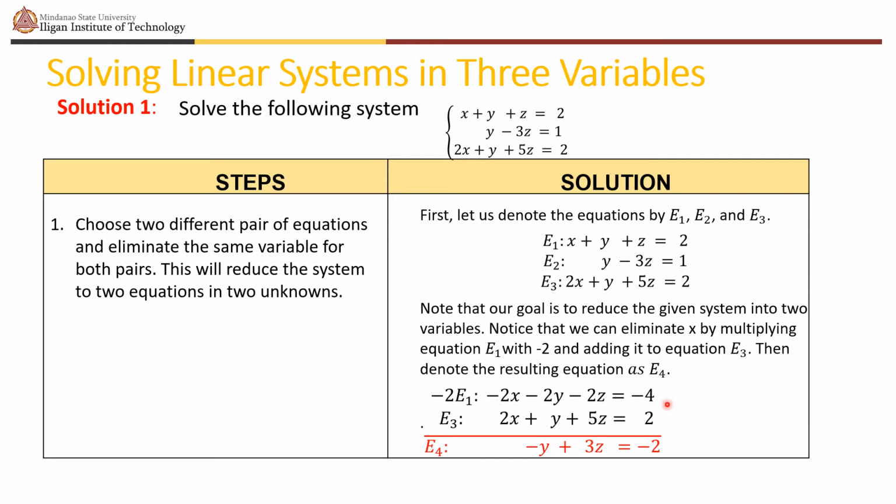Minus 2 times 2 is negative 4. And then adding it to equation E sub 3. E sub 3 is 2x plus y plus 5z is equal to 0. We have 2x plus y plus 5z equals 0. When we add negative 2x with 2x, that's 0. Negative 2y with y is negative y. Negative 2z plus 5z is plus 3z. And negative 4 plus 0 is negative 4. So our new equation now is E sub 4: negative y plus 3z equals negative 4.